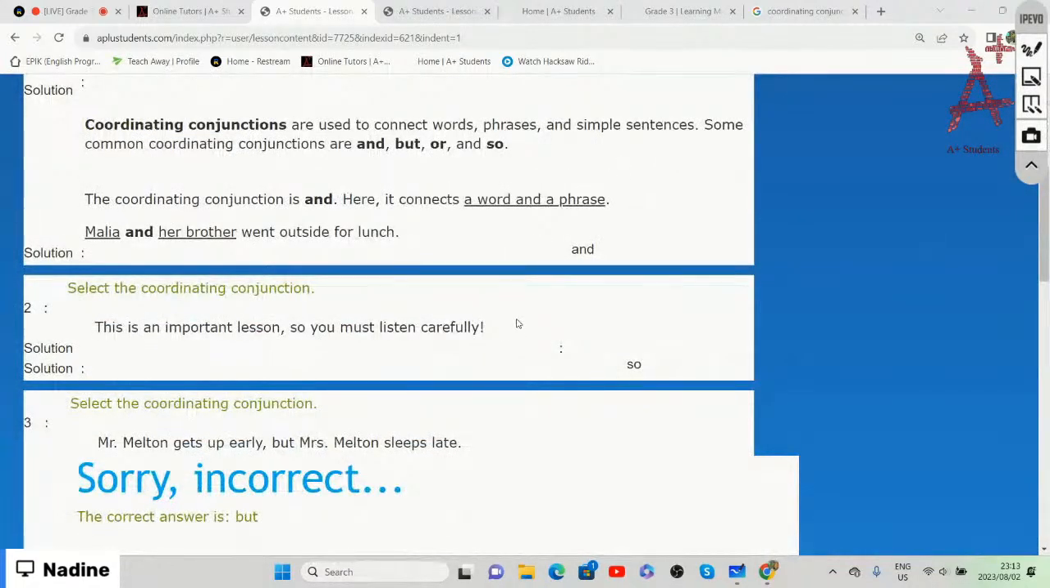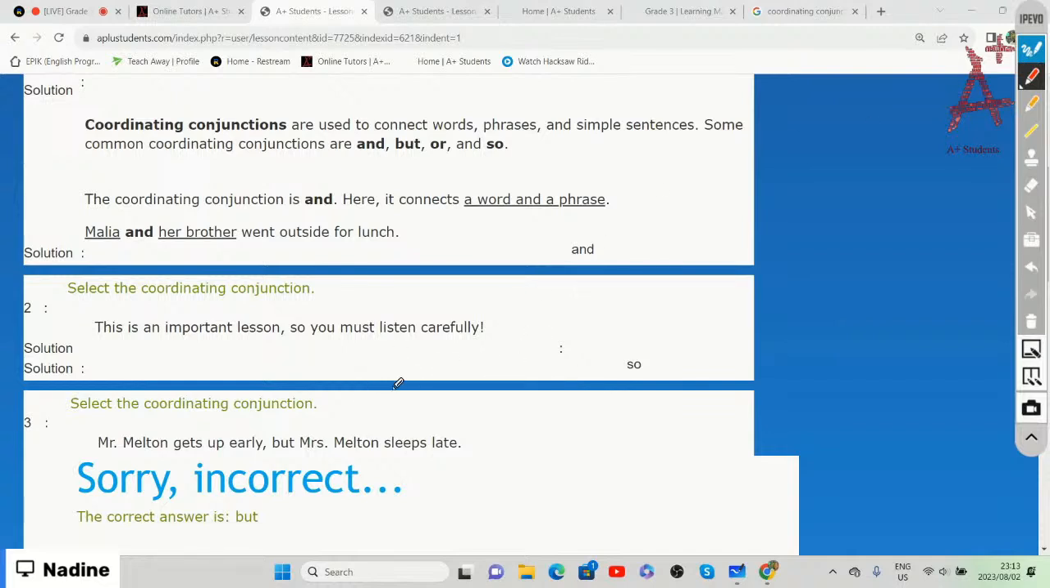All right, so we have another one. This is an important lesson, so you must listen carefully. If we select the coordinating conjunction that joins or connects these two words, phrases, or sentences, we will go with "so." "So" is the coordinating conjunction within the sentence that joins the two simple sentences, right?